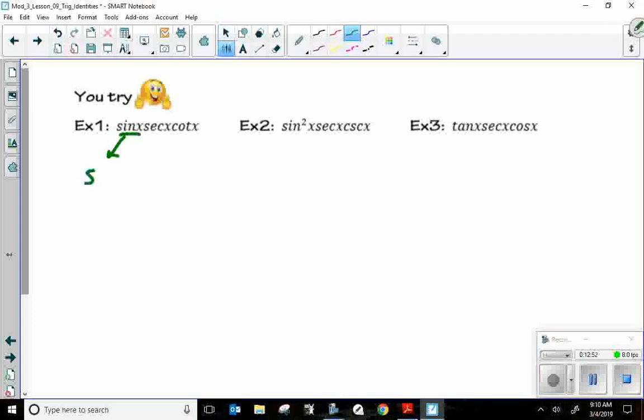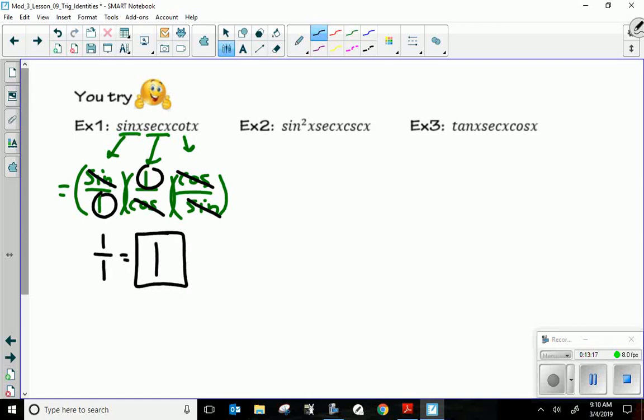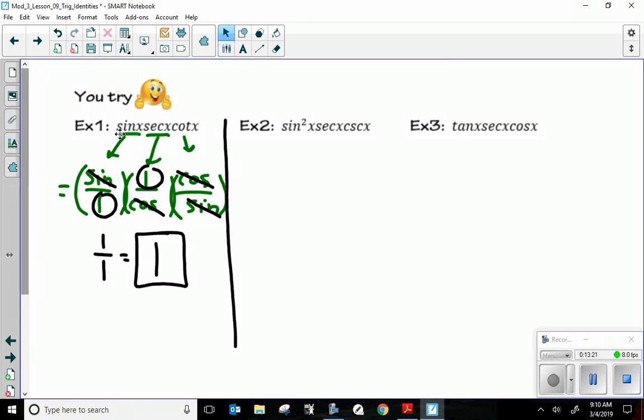So I'm going to leave my sine as sine over 1. My secant is 1 over cosine. And my cotangent is cosine over sine. Okay, I'm multiplying these all together. What can I cancel, tops and bottoms? Top sine, bottom sine. Top cosine, bottom cosine. I end up with 1 over 1, which is 1. And I'm done.